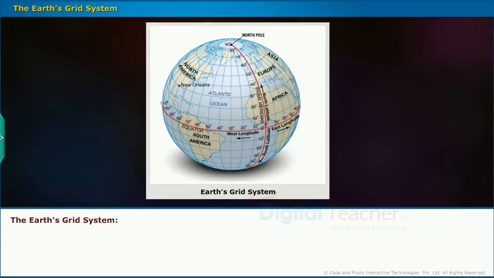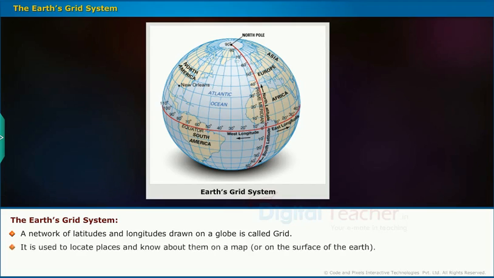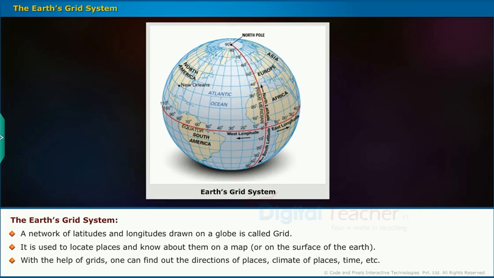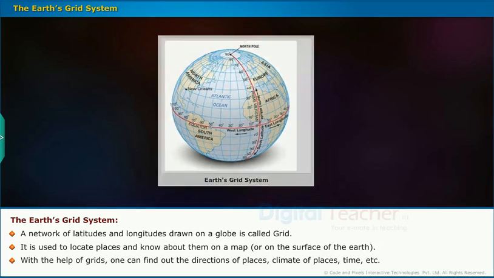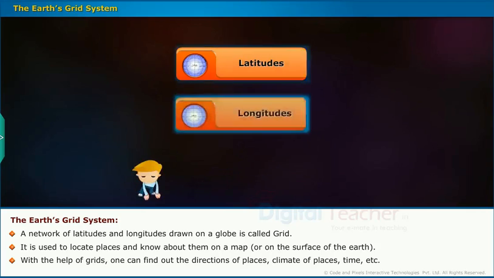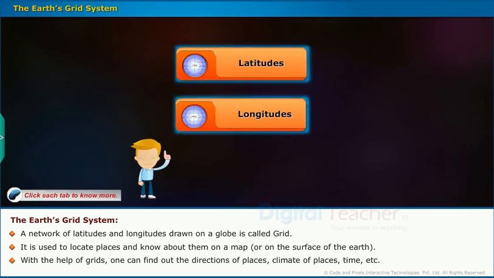Till now, we have seen the process of formation of Earth. Now let us look at the Earth's grid system. A network of latitudes and longitudes drawn on a globe is called a grid. It is used to locate places and know about them on a map or on the surface of the Earth. With the help of grids, one can find out the directions of places, climate of places, time, etc. Latitudes, longitudes. Click each tab to know more.